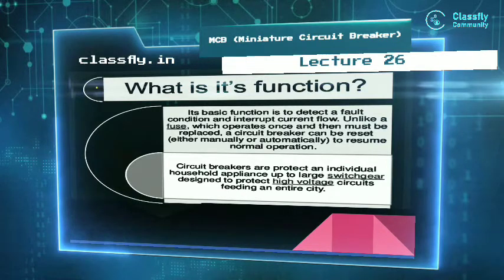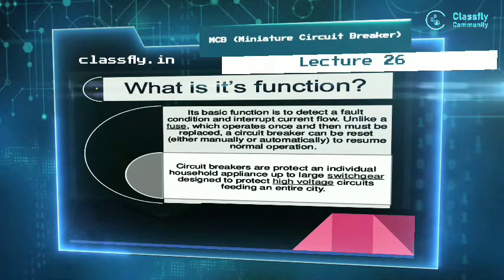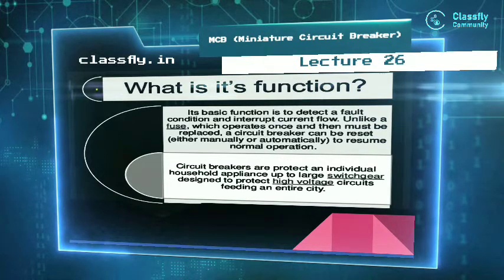Unlike a fuse, which operates once and then must be replaced, a circuit breaker can be reset either manually or automatically to resume normal operation. Basically, the most important difference between a fuse and an MCB is that if a fuse gets short circuited, then we have to change it. We have to bring a new one, right? But an MCB can be reset again. It can be reset manually as well as automatically. This is the basic main difference between a fuse and an MCB, okay.